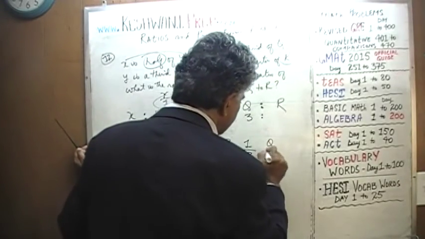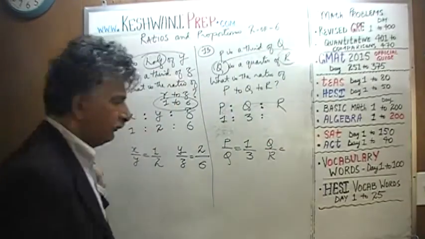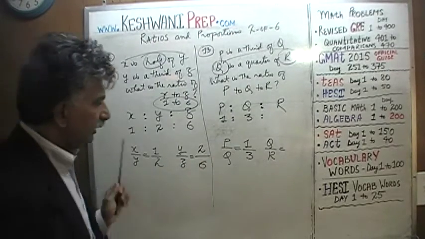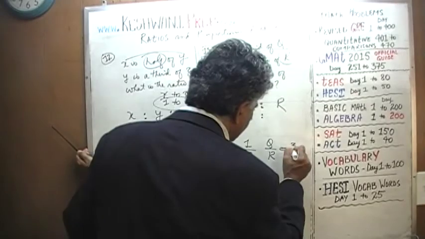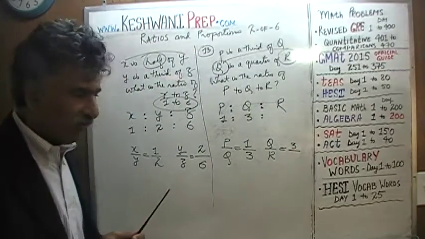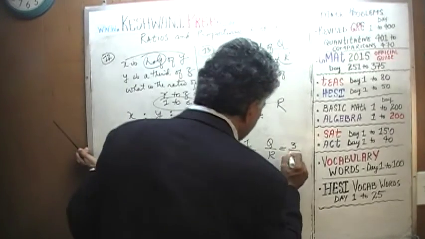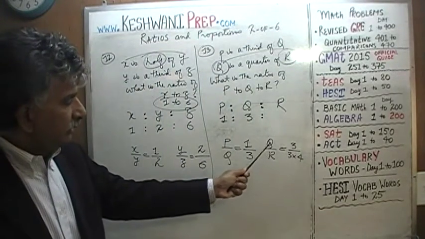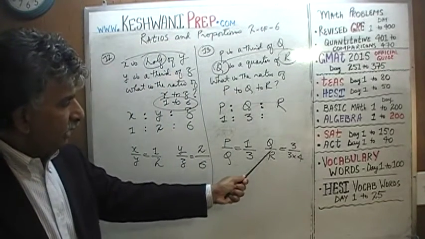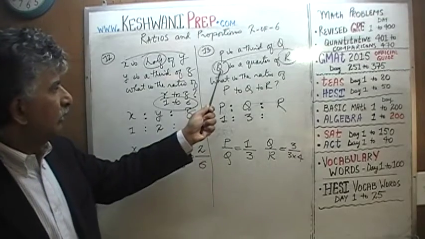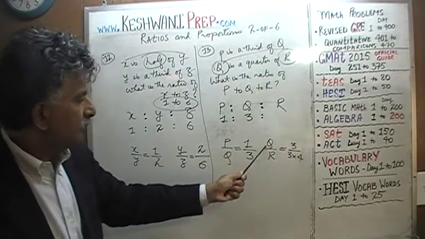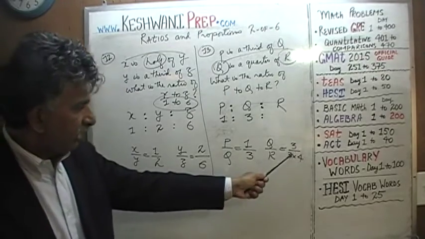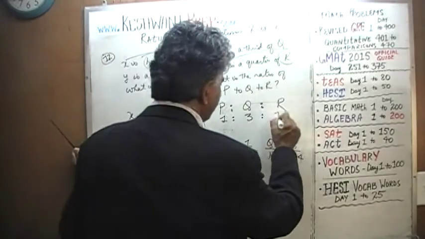We further move on in the story, we are told that Q is a quarter of R. But Q happens to be 3 here. If Q is 3 and Q has to be a quarter of R, then R must be 4 times as much. That's the only way the ratio of Q to R is going to be 1/4. As you can see, 3 is cancelled out, it's 1 quarter. So R must be 12. You're done.